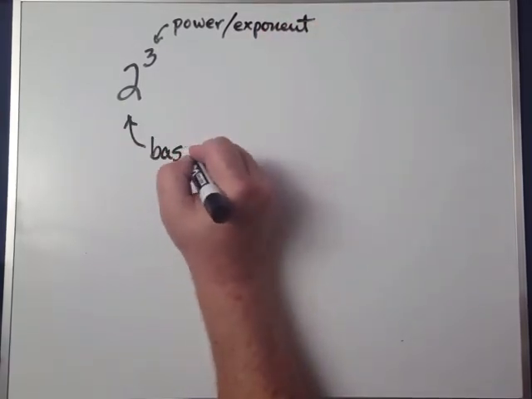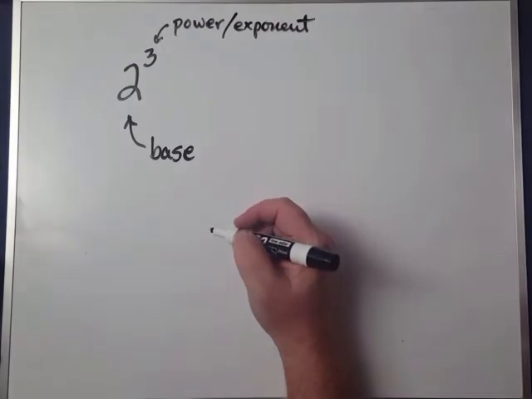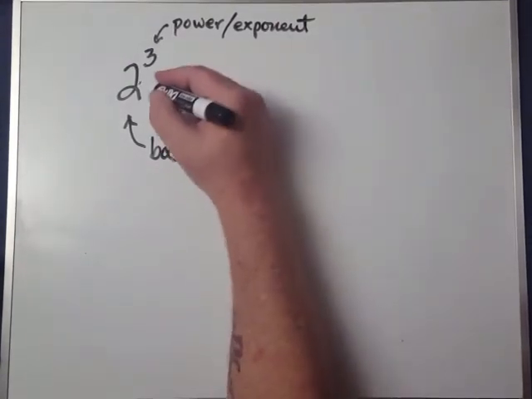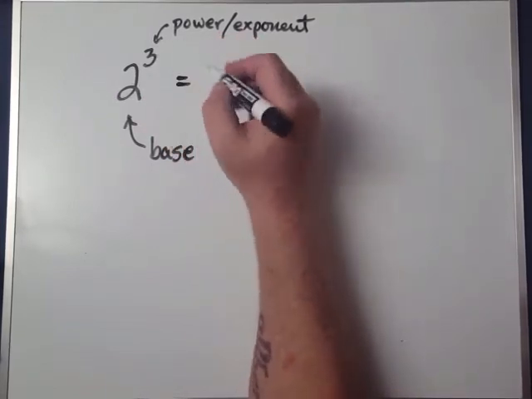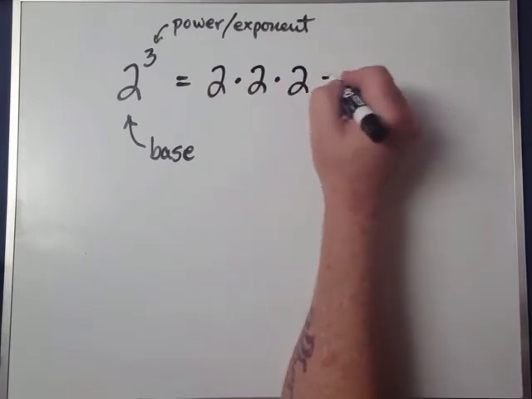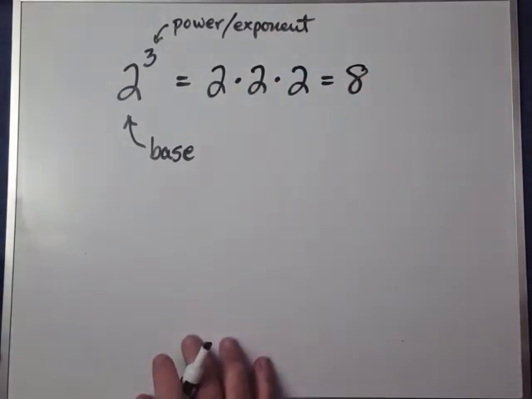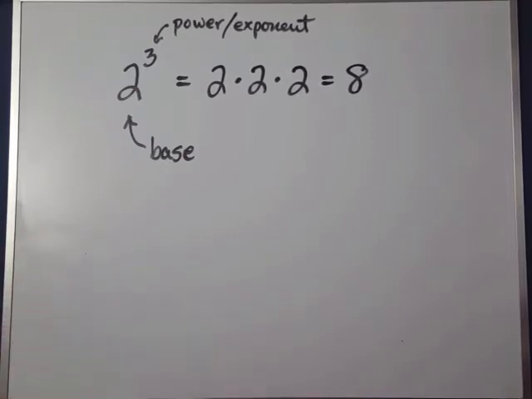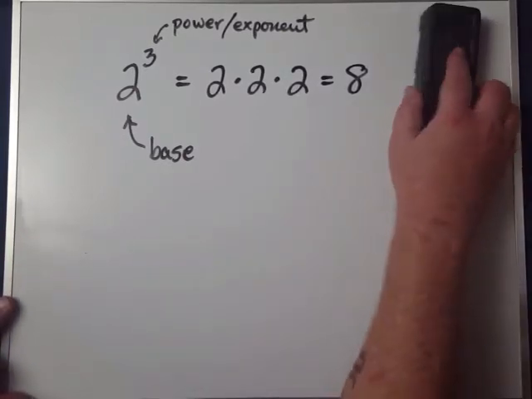This is the base. The base is raised to that power. And by definition, this is repeated multiplication. 2 raised to the third power, or 2 cubed, is 2 times itself 3 times. Now, you've got to be careful when it comes to signed numbers.